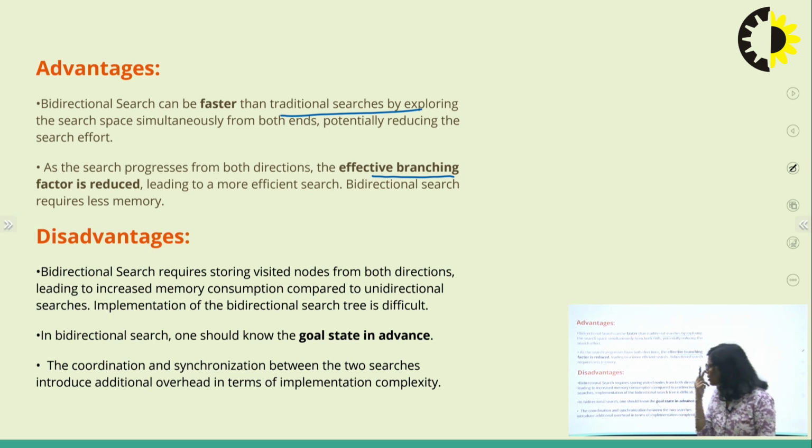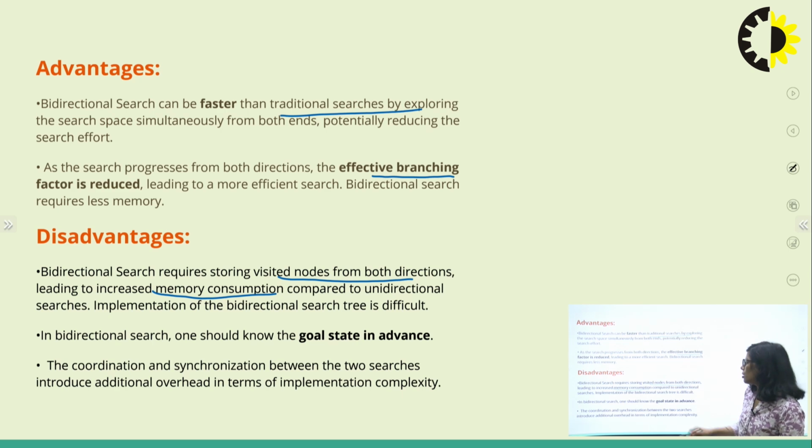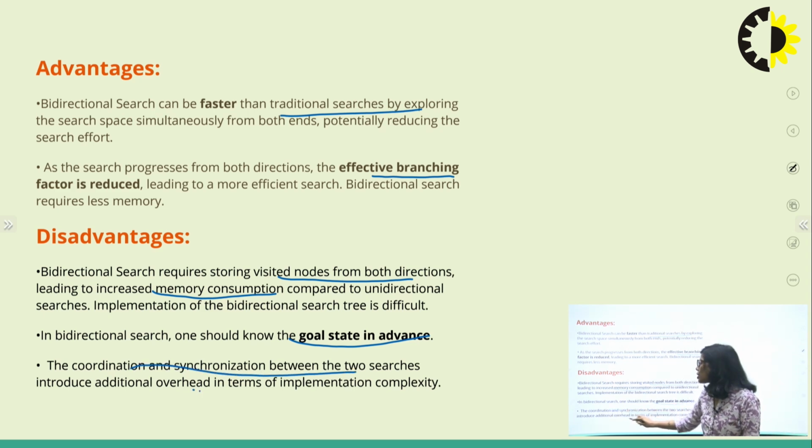Now, the disadvantage of bidirectional search is that it requires storing visited nodes from both directions, so obviously it will lead to increased memory consumption. Bidirectional search would also need to know the goal state in advance. So we have to know the goal state in advance, and only then can we start our search from the goal state, right? Also, the coordination and synchronization between the two searches introduce additional overhead in terms of implementation complexity.